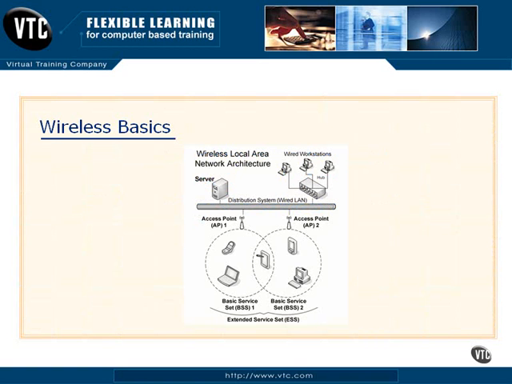Here's a quick down and dirty diagram of basically all three of the types of wireless architectures we've looked at. You see wireless workstations talking to a wireless access point, which could also talk to a wired network. They can also talk to each other as well.